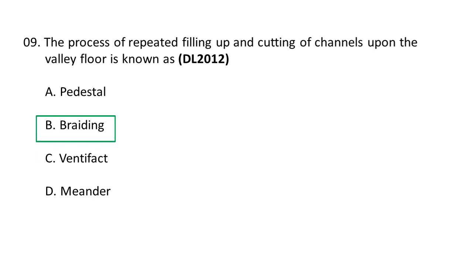This braiding is maintained by a repetition of these initial bar scale processes in the individual channels of the braided network. So the process of repeated filling up and cutting of channels upon the valley floor is known as braiding.